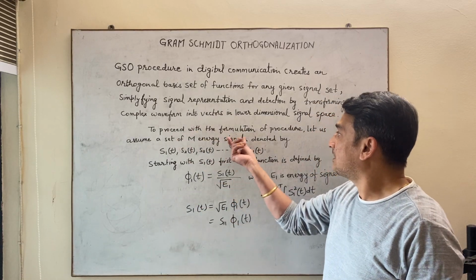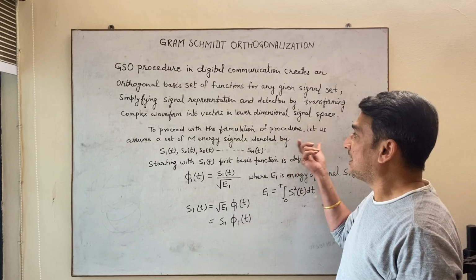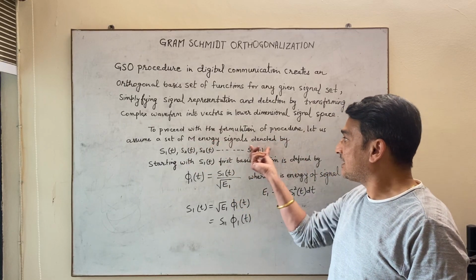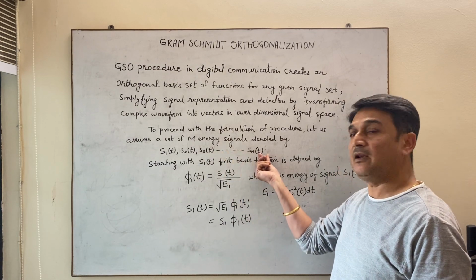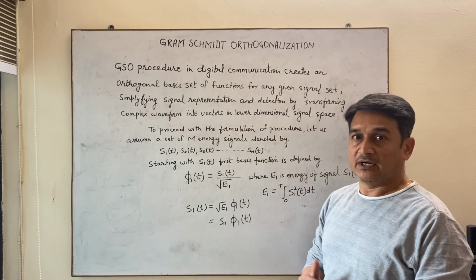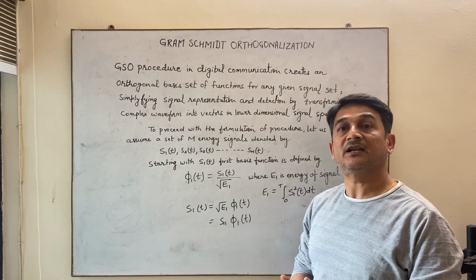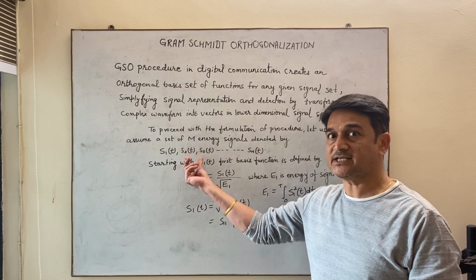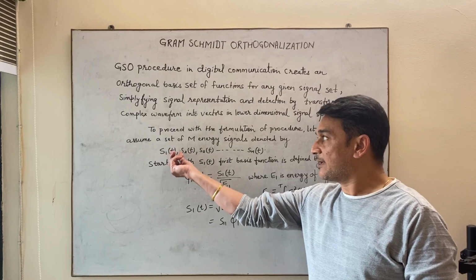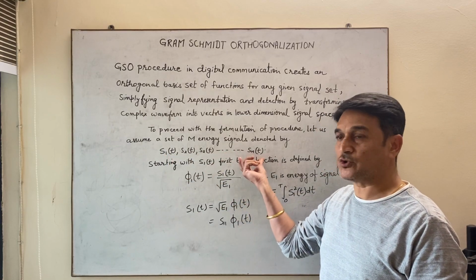To proceed with the formulation of the procedure, let us assume a set of M energy signals denoted by S1(t), S2(t), S3(t) till SM(t). Let us see how mathematically we can create these sets. For that we assume M signals denoted by S1(t), S2(t), S3(t) and so on.